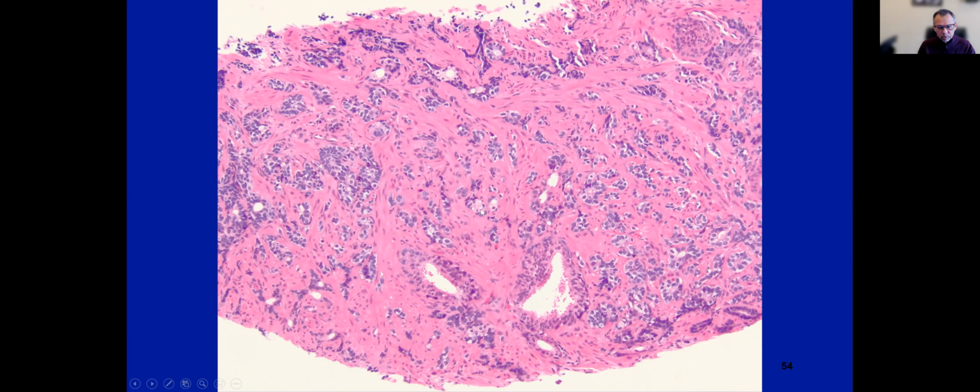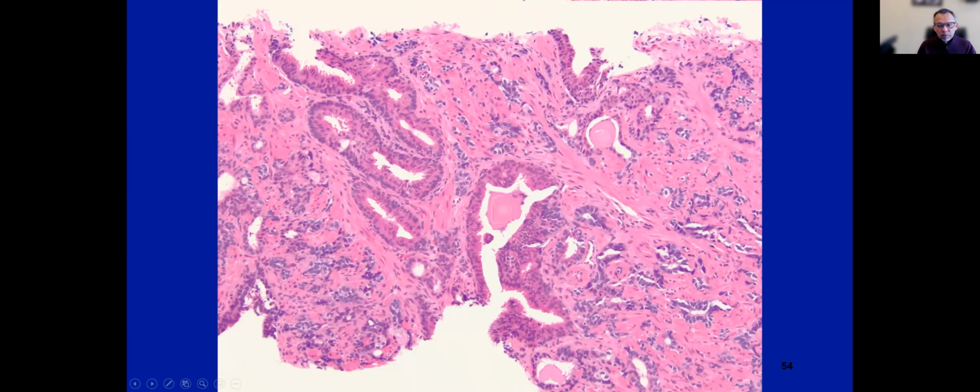very infiltrative. You cannot have this type of proliferation all around benign glands, these obvious benign glands, and they have clearly infiltrative architecture. At a closer magnification, you also see clearly nuclear atypia. So there is no doubt that this is an infiltrative atypical glandular proliferation.